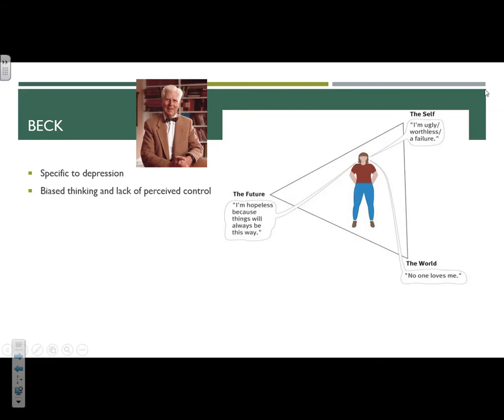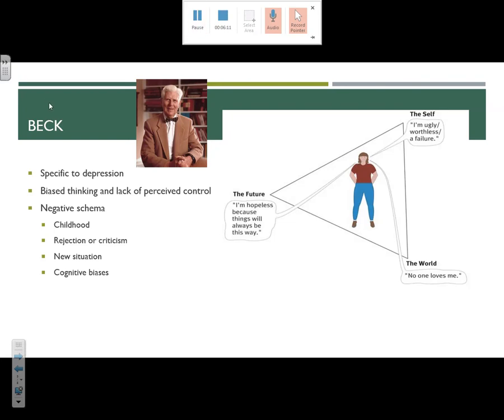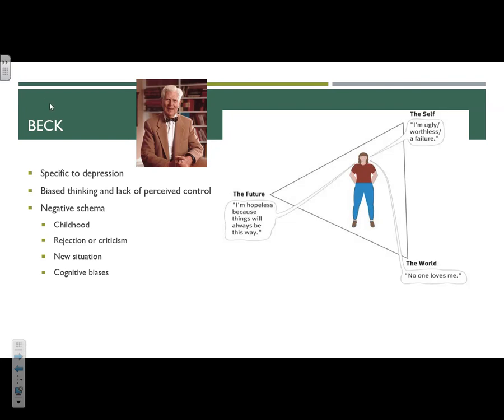So these biased ways of thinking and the belief that you don't have any control are what lead to depression. And he talked about the idea of negative schema. As we talked about schemas before, they're ways of organising thoughts and helping us categorise and understand the world. They are mental frameworks that we use.